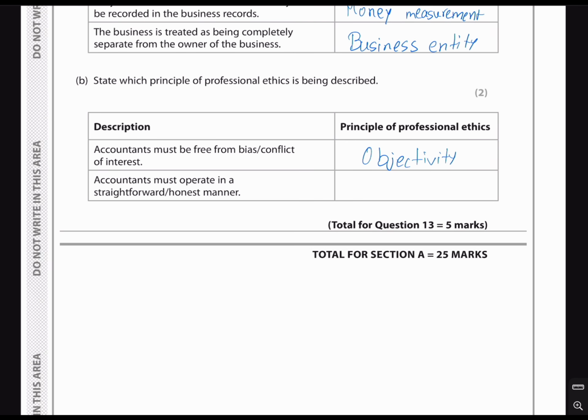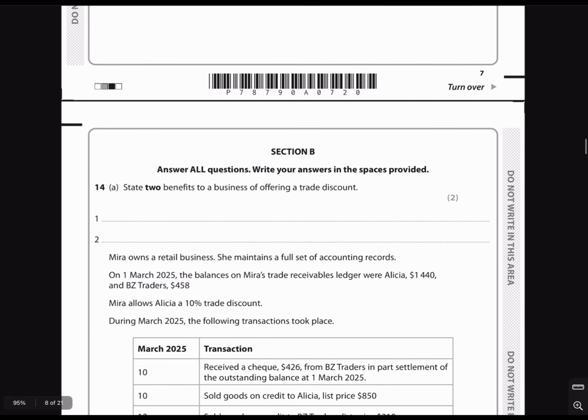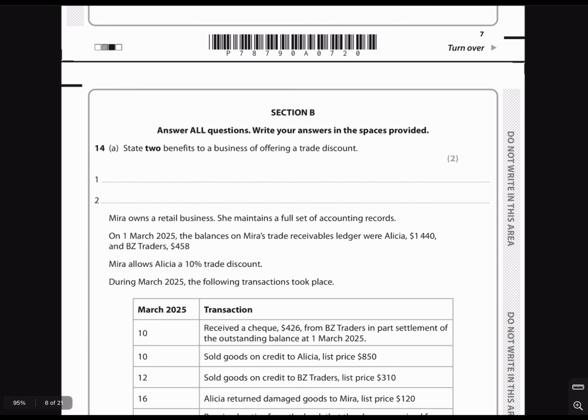Then accountants must operate in a straightforward and honest manner. So which ethics tells us about this? It's integrity. So we're done with this one as well. Let's move on to question 14.